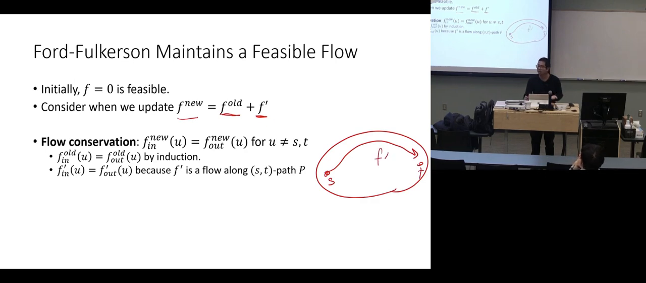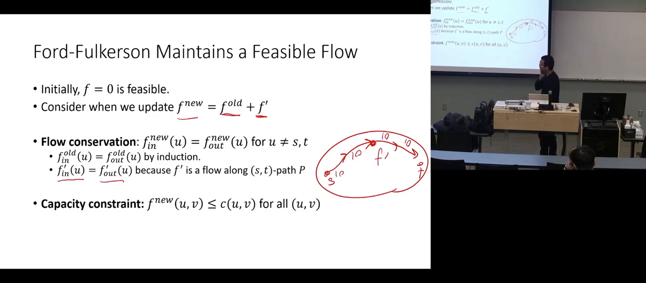This is how f prime looks. Maybe it sends flow like 10 units along this path. For any node which is not S and T, the inflow and outflow must be the same. It's just coming in at one place and going out at one place with the same value of flow. So the inflow and outflow of f prime are the same. Because flow conservation is true for both f old and f prime, you're done. You get that f new must have flow conservation. Okay, so that's simple.